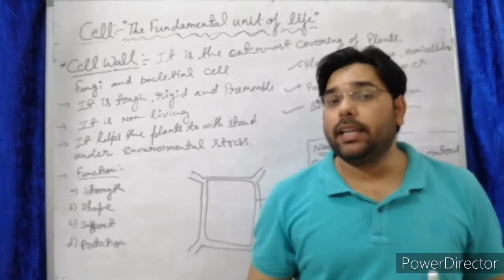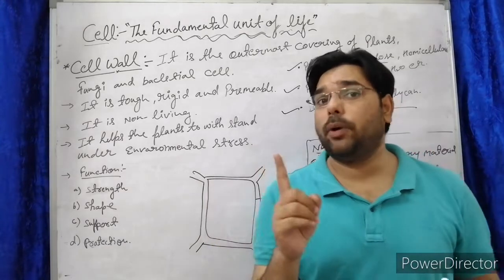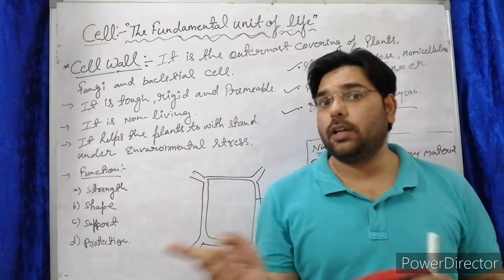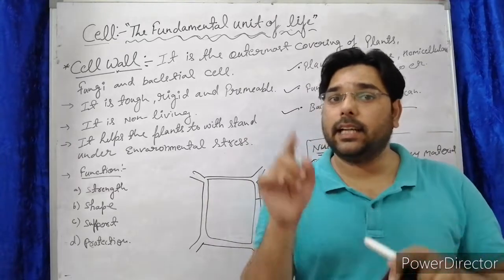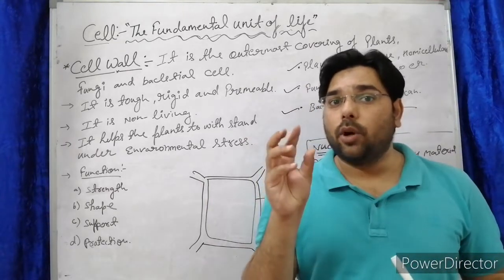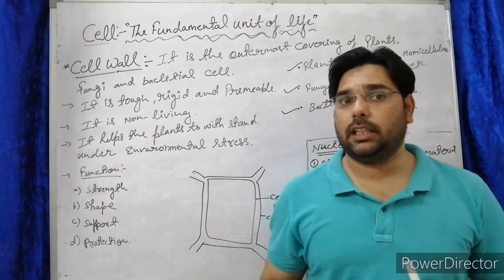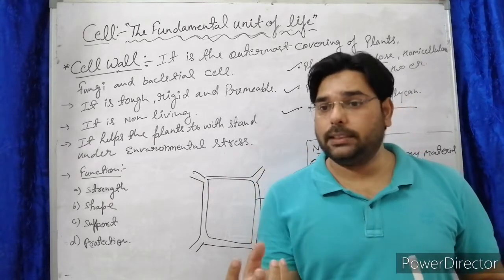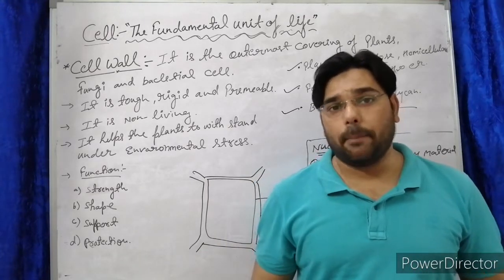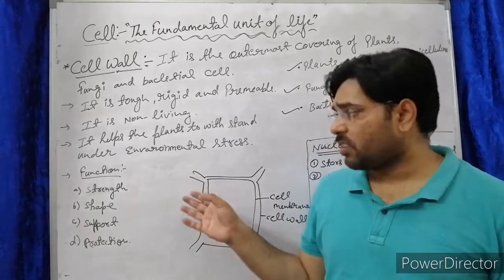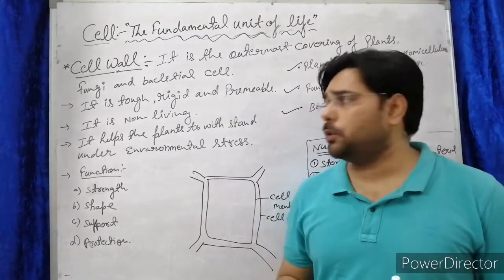Now, the cell wall is a non-living component. The cell wall was discovered by Robert Hooke. He saw a hexagonal, honeycomb-like structure, which was actually the cell wall structure. He observed cells of cork in a self-developed microscope. That is why we can say that the cell wall was discovered by Robert Hooke.